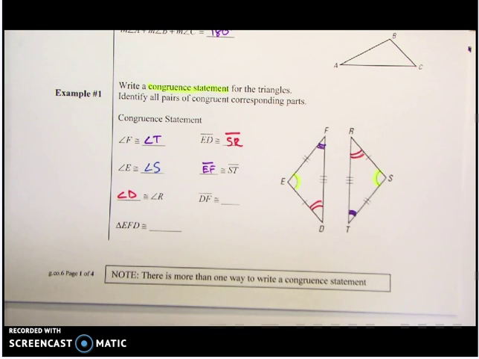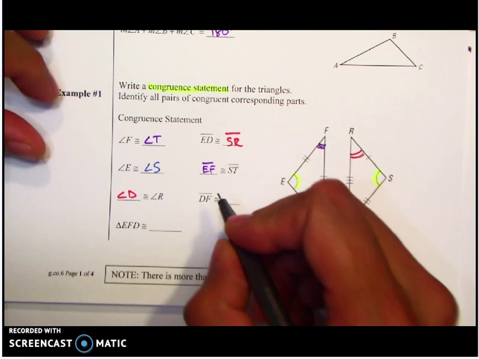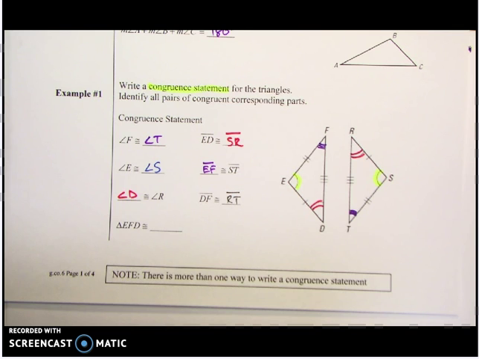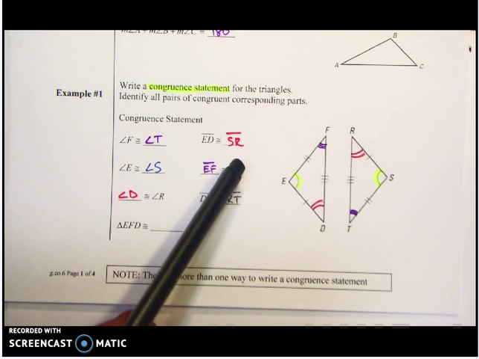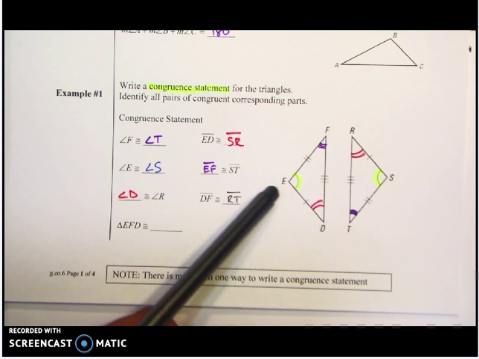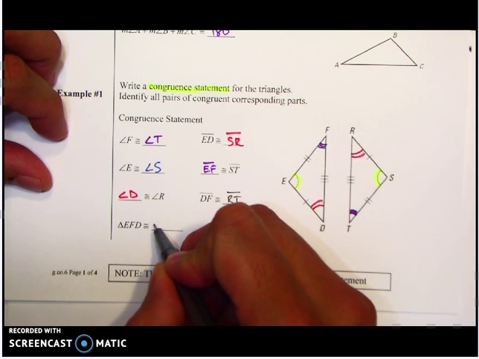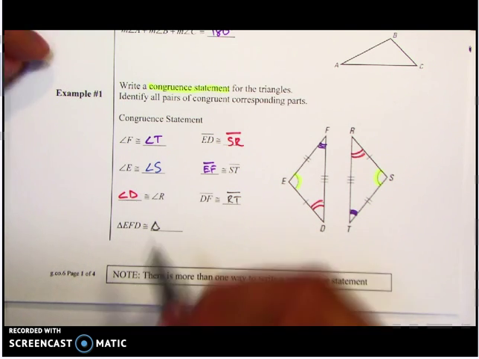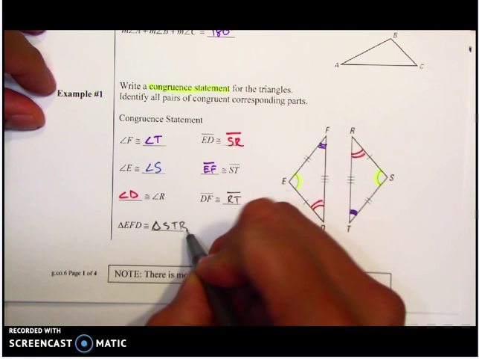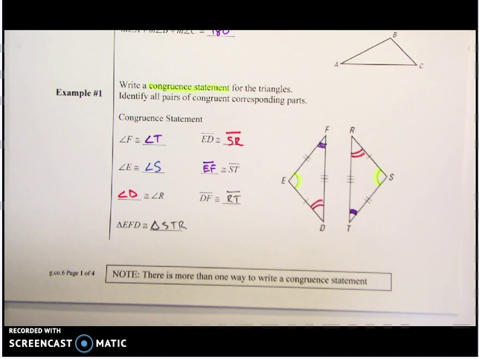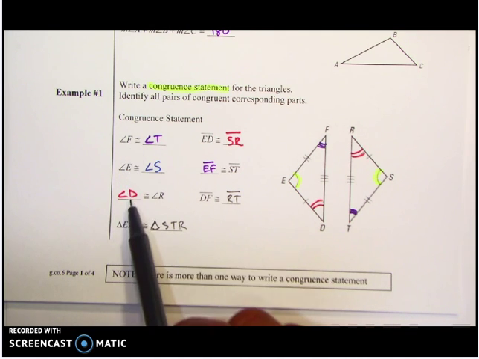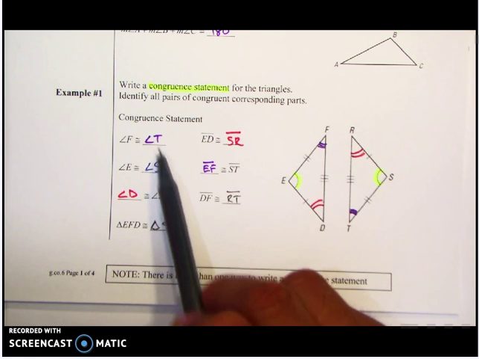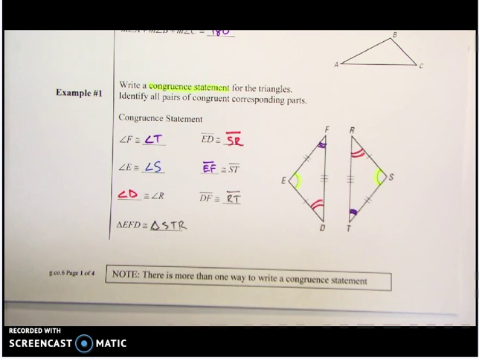Finally, the last part, segment DF is congruent to what? Segment RT. Once you've done all the angles and all the sides, you go ahead and tell me that triangle EFD is congruent to what? Triangle STR. And how can I do that quickly? Well, look at this: EFD, so you say STR. Go ahead and try the next example on your own and see how you do.